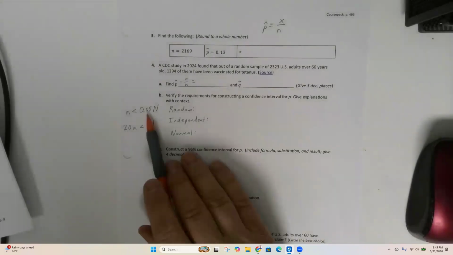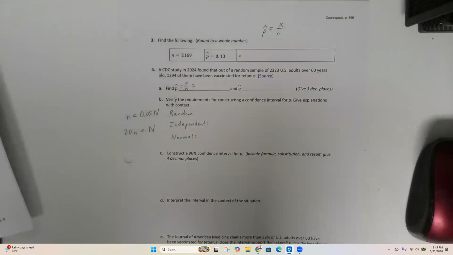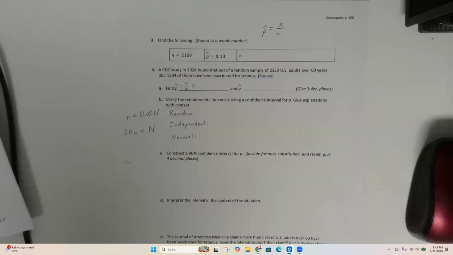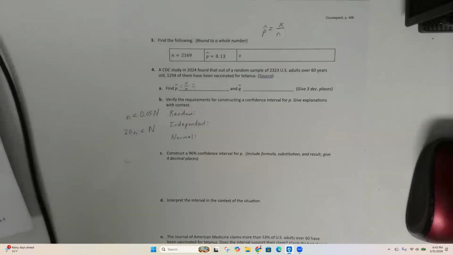So 5% we said is unusual, right? 5% is 1 over 20. So if I'm rolling a d20, a 20-sided die, if I'm playing Dungeons and Dragons, a natural 20 is unusual.